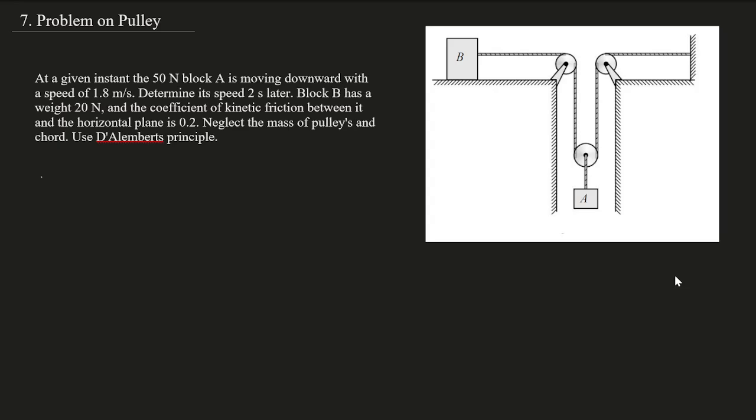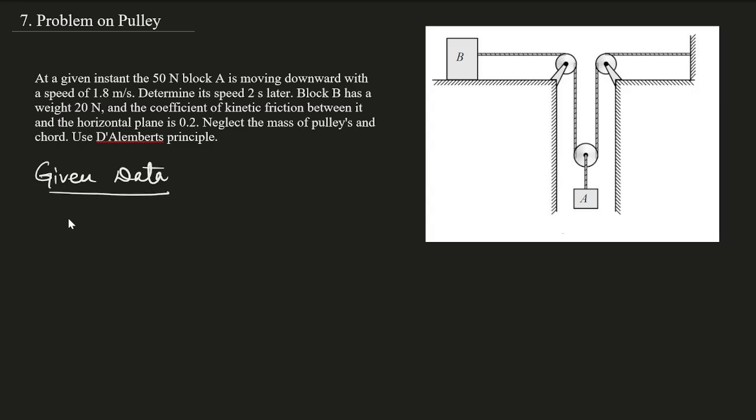Block B has a weight of 20 kilonewton, and the coefficient of kinetic friction between it and the horizontal plane is 0.2. Neglect the mass of the pulleys and the string or cord. So we have to use D'Alembert's principle to solve this problem. First of all, I'll write down the given data.